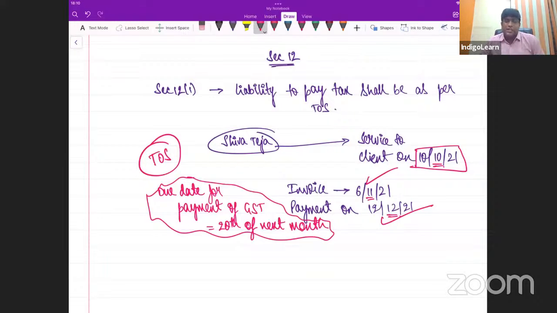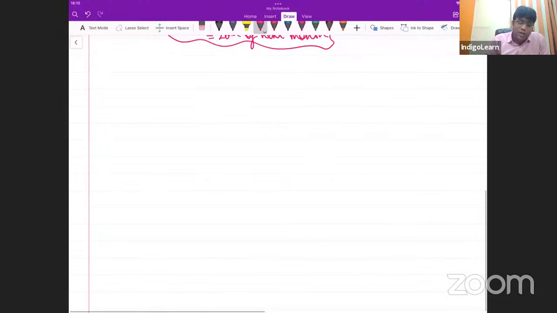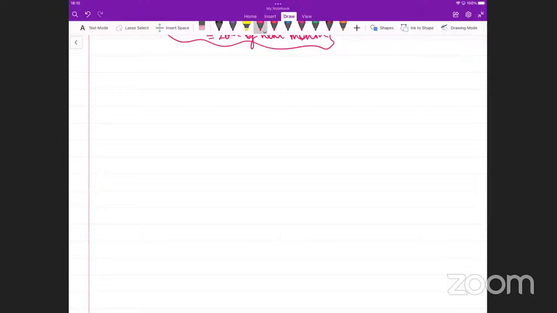Clear? The two important sections here are section 12 and section 13. Section 12 talks about time of supply in case of goods, and section 13 talks about time of supply in case of services. So it's interesting to know the concepts in 12 and 13. Now listen, as we discussed, 12(1) says in one line that the liability to pay tax shall be as per time of supply. That point you all know, the liability will come only as per time of supply.